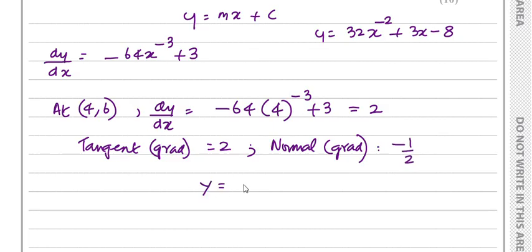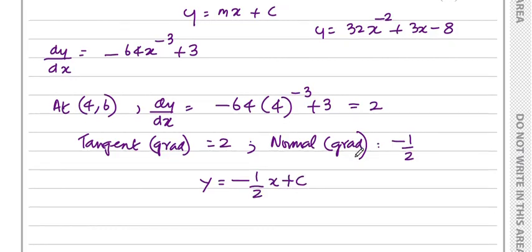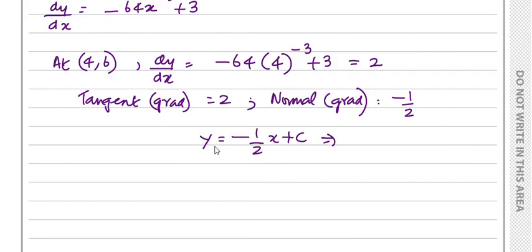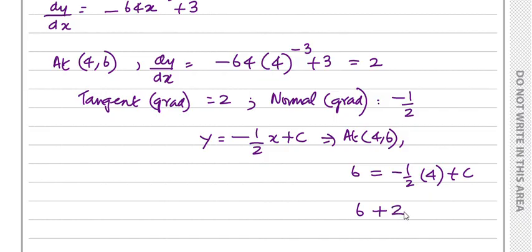Therefore, the equation of the normal will be y is equal to minus 1 over 2 x plus c. So we still need to find the c value, but we can use 4, 6 here. So at the point 4, 6, 6 is the y value. So write 6 is equal to minus 1 over 2 times bracket 4 plus c, which is 6 plus 2, since the 2 cancels the 4 to give minus 2, adds to this 6. So 6 plus 2 is equal to c, c is equal to 8. Okay, so cool. That means the normal is y is equal to minus half of x plus 8.